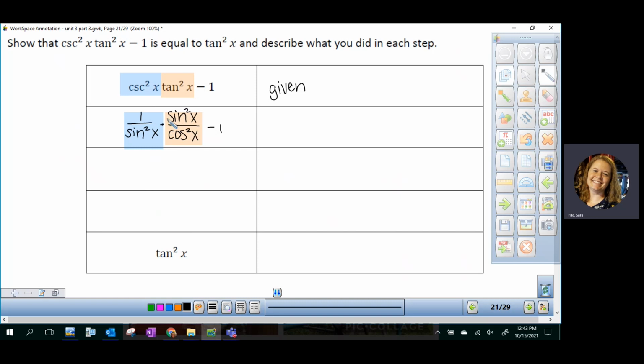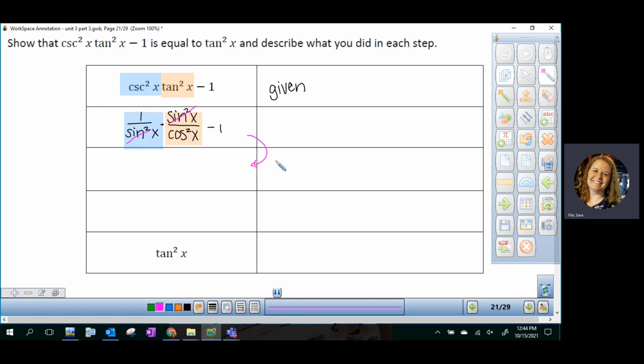This is what I mean when I say day 1. I used the strategy of changing everything to put it in terms of sine and cosine. Y'all remember that? Okay, if we can change things to put them in matching terms, then sometimes things will reduce. Do they reduce here? Is there something that's going to be able to reduce? Yeah, you've got sine squared in the denominator and numerator of these two that are being multiplied. So you're able to reduce that.